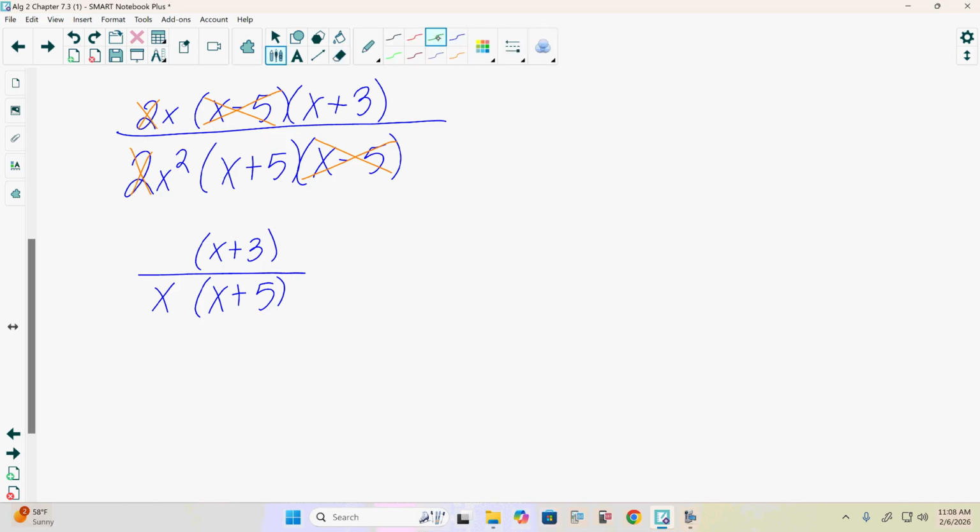And that's our answer there. x plus 3 over x times x plus 5. You do not have to multiply it out to say that we have x plus 3 over x squared plus 5x. Not necessary. This is the answer. Multiplying the denominator does not make it more of the correct answer. It is still the exact same answer.